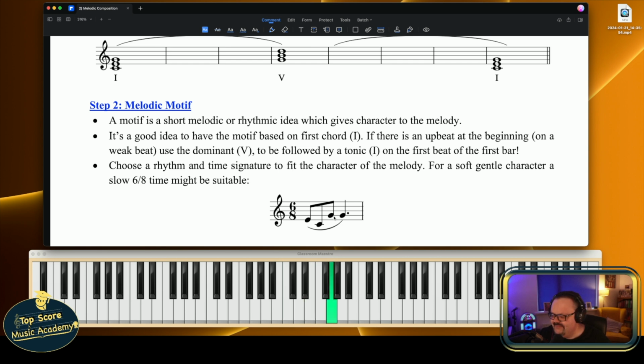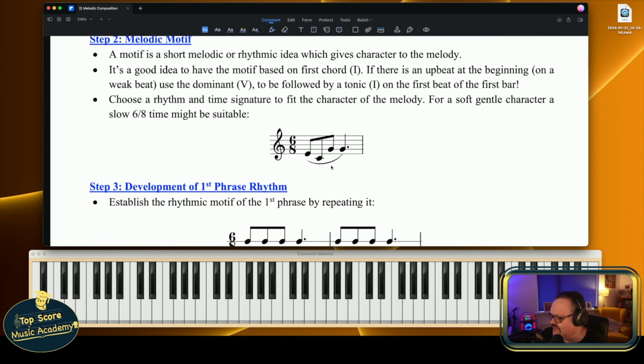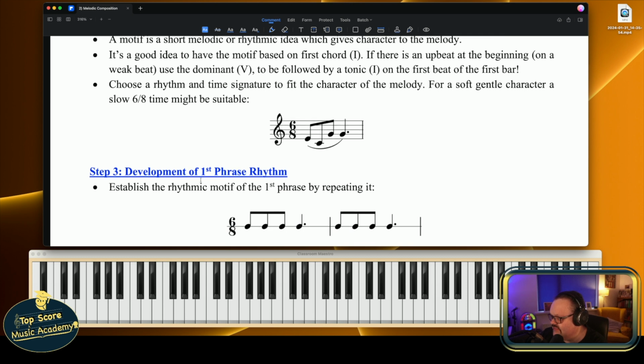There we go. Okay, so that's our little motif that we're going to use for the rest of the melody. For step 3, let's develop this first phrase rhythm that we have. So we have this da da da dum, and we're going to repeat that in our second bar.